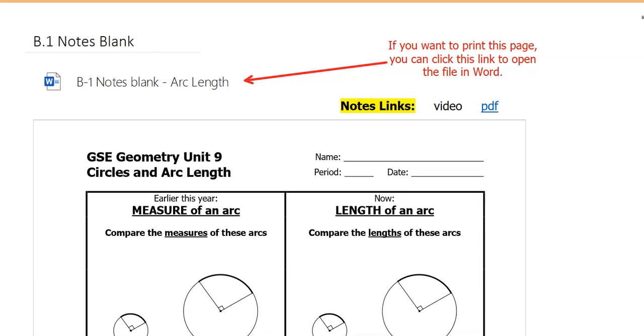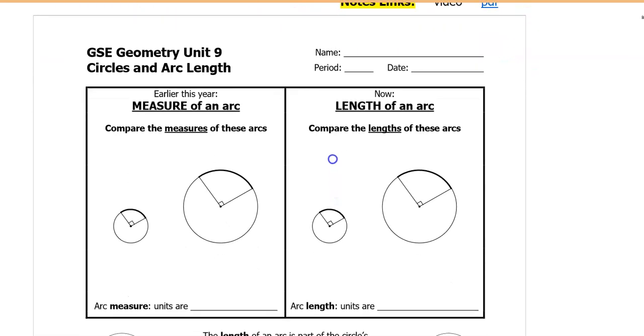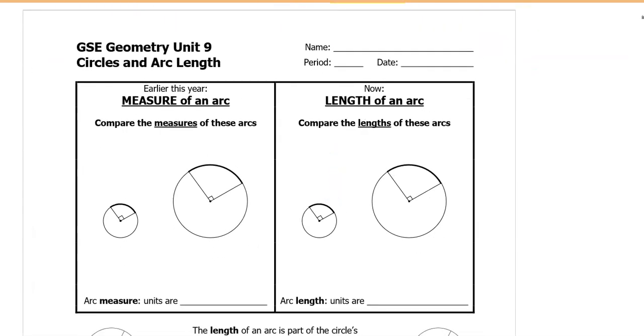But as we did last time, there will be a few spots where I'll ask you to pause the video and try something on your own, and then you can unpause and I will have already filled it in. So let's get started. What we'll look at today in this topic, B.1, is arc length.